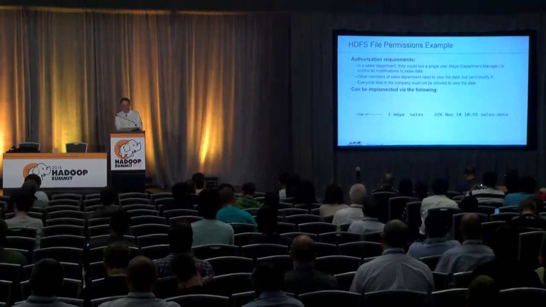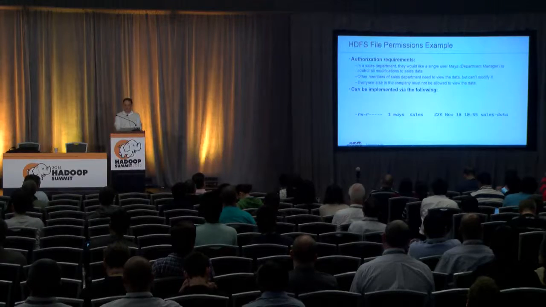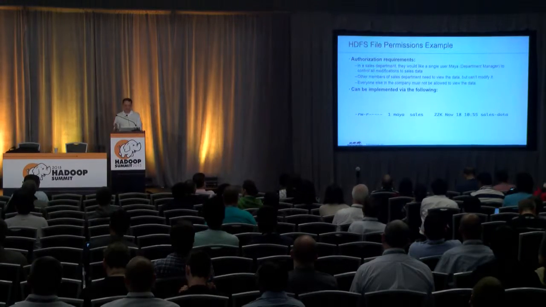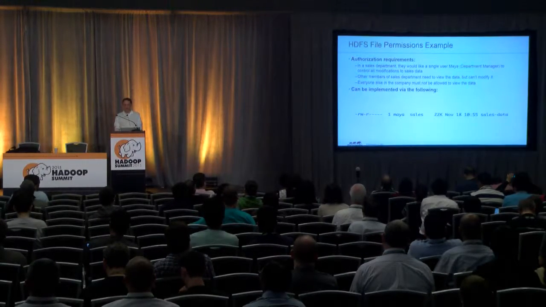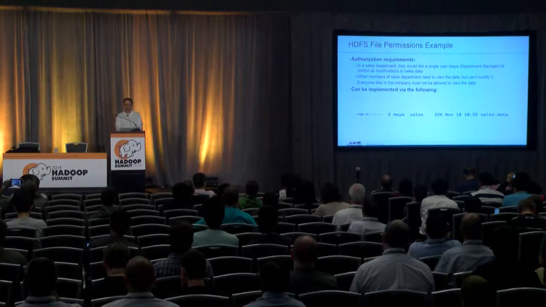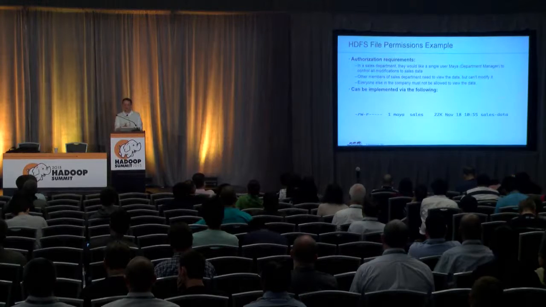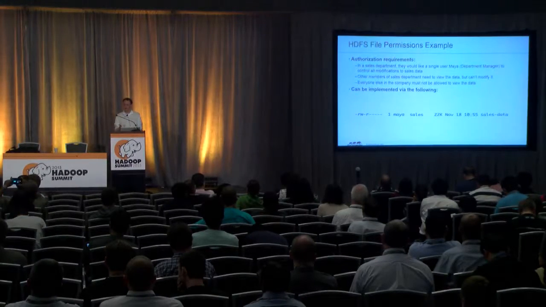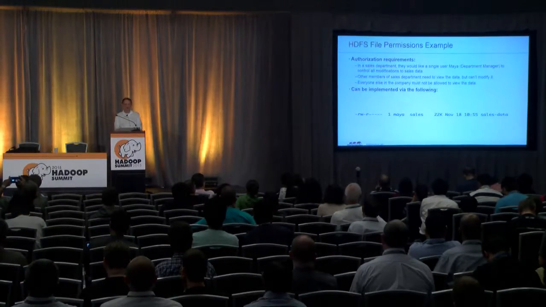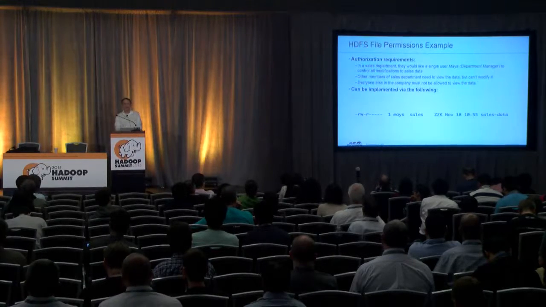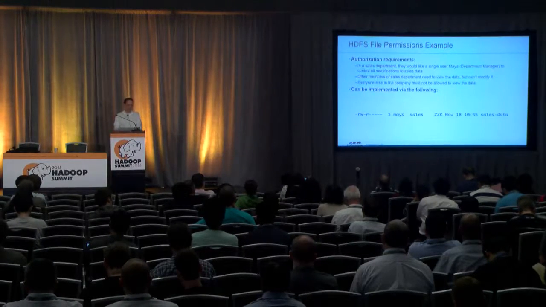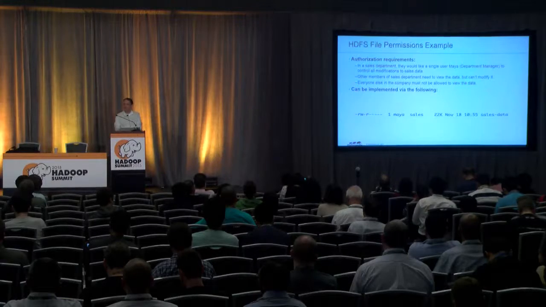Let's say, as an example, there's a requirement that a sales department has a single user and that user wants to control all modification to a sales data file. There are other members of the sales department that need to view the data but not modify it, and everyone else in the company should have their access completely blocked to this file. And that's something that's pretty easily expressed in plain POSIX permissions.